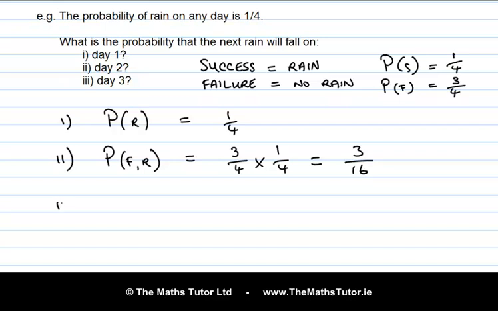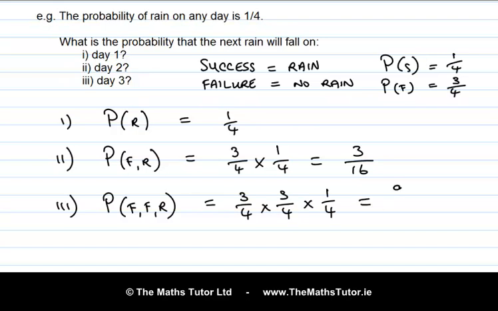Part 3, what's the probability that we don't get rain until day 3? Well, that means the probability of failure, failure, and then rain, which is 3/4 by 3/4 by a quarter, which is 9 over 64. So it's not essential to use the tree diagram once you get comfortable with the idea. So that was Bernoulli Trials and the idea of success after 1, 2, or 3 trials.